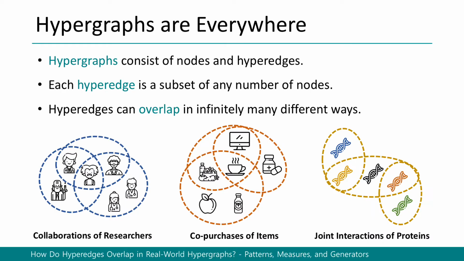What is a hypergraph? Hypergraphs consist of a set of nodes and a set of hyperedges. They can be found in many different areas, including collaborations of researchers, co-purchases of items, and joint interactions of proteins. Each hyperedge is a subset of any number of nodes, and due to its size flexibility, hyperedges can overlap in infinitely different ways.